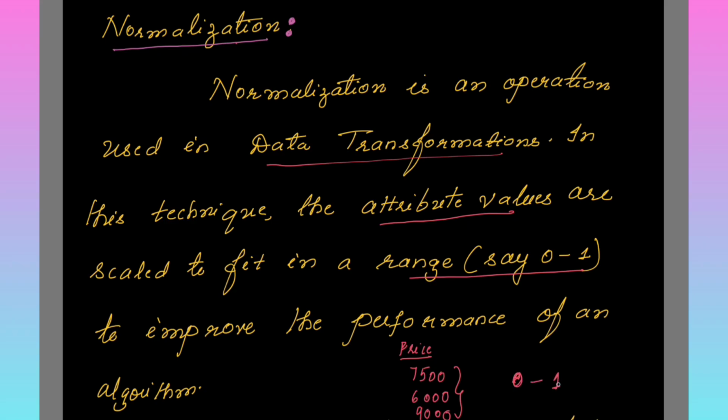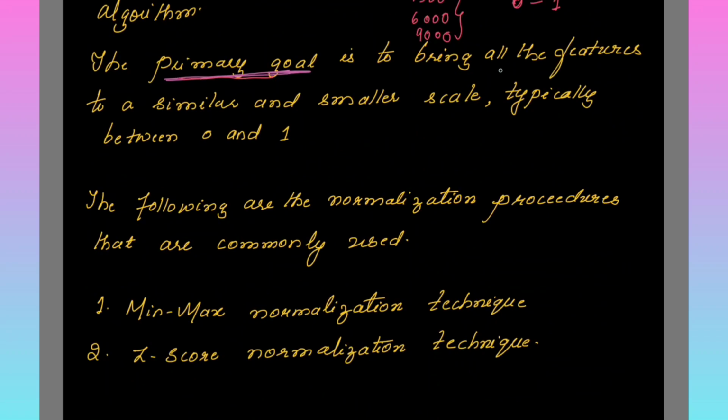So let us see what type of methods we can use in order to transform these values into a smaller scale. This is what I just told you. The primary goal is to bring all the features to a similar and smaller scale, typically between 0 and 1. Yes, you have several features here. The attribute names are mentioned here. Under each of these attributes, there are smaller values and bigger values. So you have to bring all these features to a smaller scale so that the performance of the algorithm will improve, so that the algorithm will deal with smaller numbers.